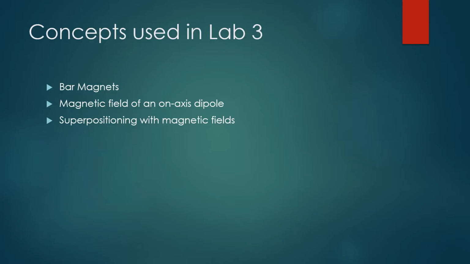For the concepts used in Lab 3, the first are bar magnets, which are essentially magnetic dipoles in all cases, including this lab. The second is that magnetic fields of a dipole on axis are also important to know. And lastly, that magnetic fields can be superpositioned, which we can use to remove magnetic interference, such as the Earth's magnetic field in this experiment.